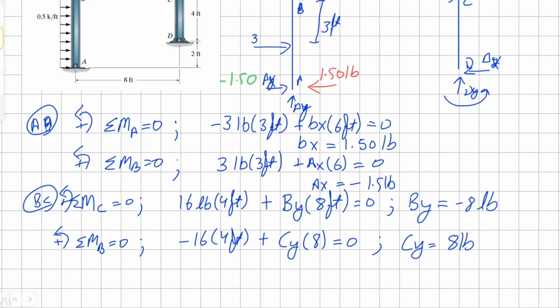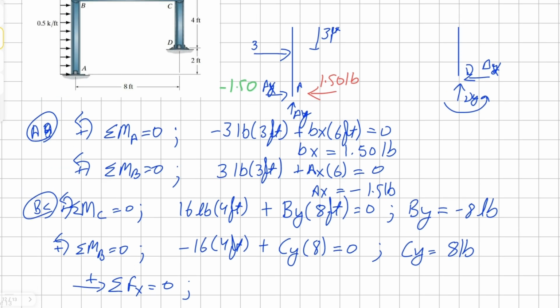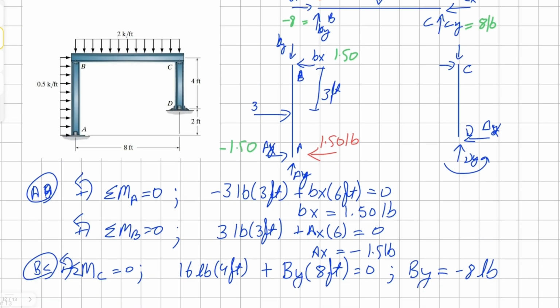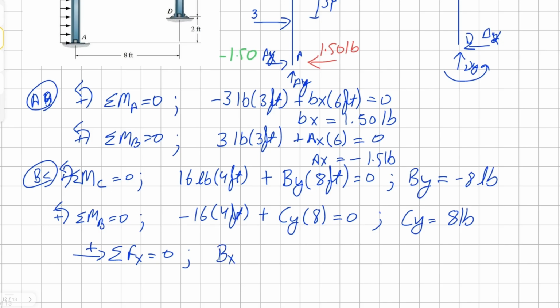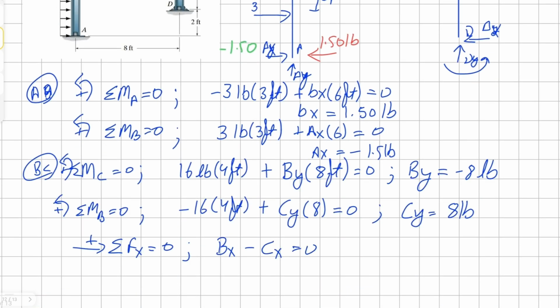Now it's time that we find our value for the horizontal component at point C. So we're going to sum the forces in X direction. We have positive Bx, we have negative Cx, all equals 0. We have already found the value of Bx. That's 1.5 equals negative Cx. Solving for Cx, it's equal to 1.5 pound.